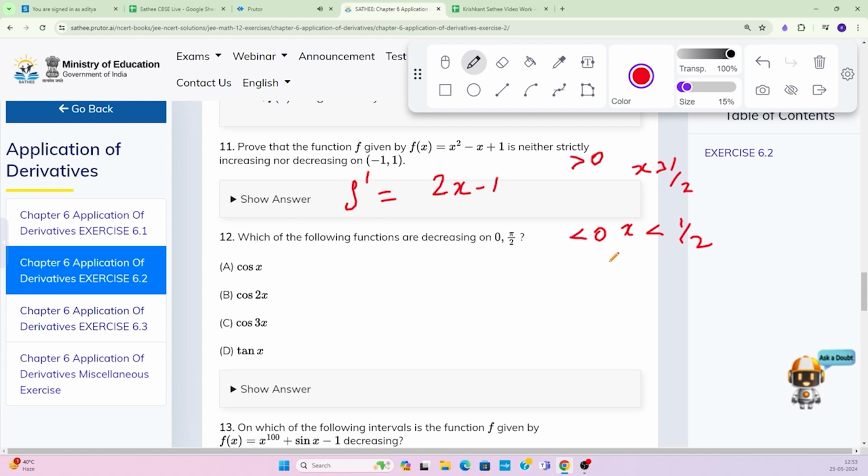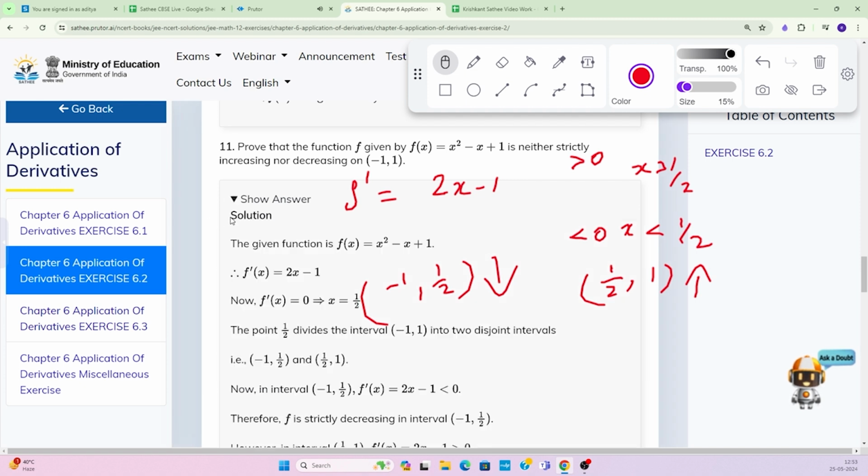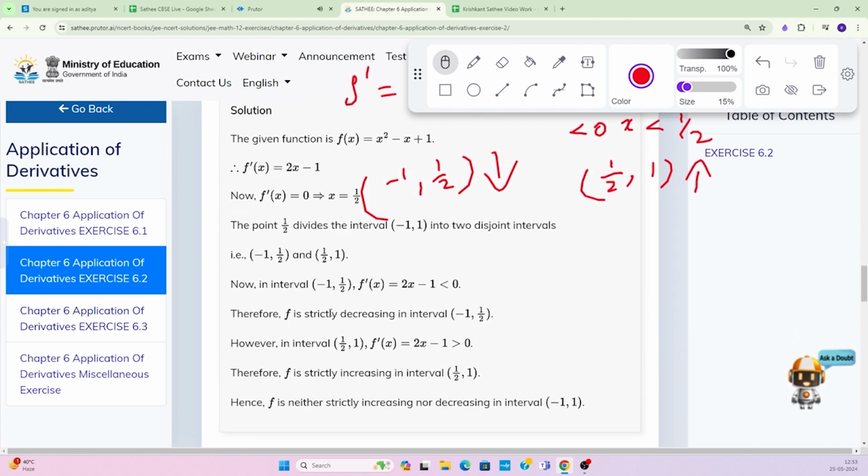So this means going from half to 1, in this interval my graph is increasing, but in -1 to half interval my graph is decreasing. So that's why it is neither increasing nor decreasing. Okay, as you can also see, in half to 1 it is increasing, but in -1 to half it is decreasing. Simple. That's why it is neither decreasing nor increasing.